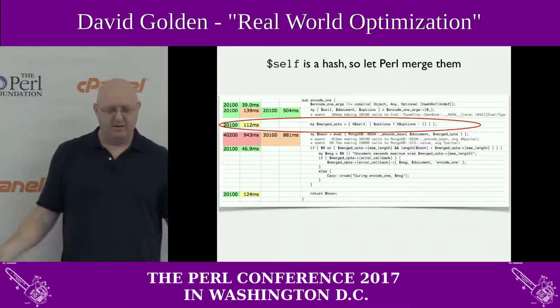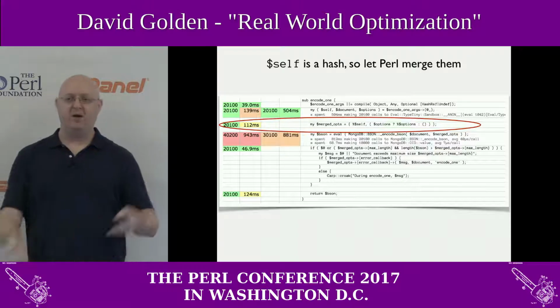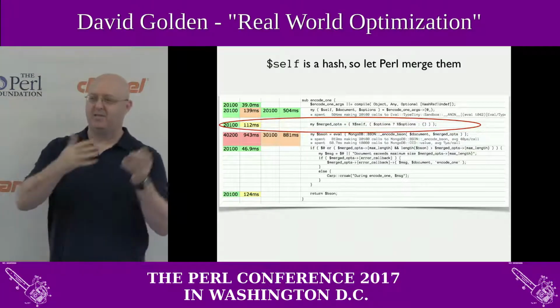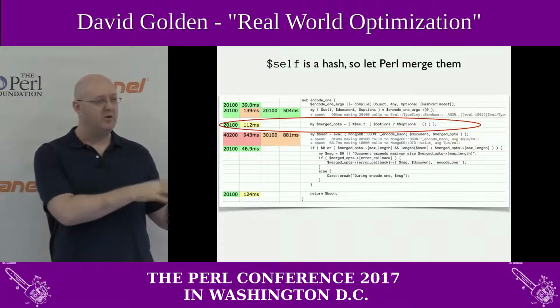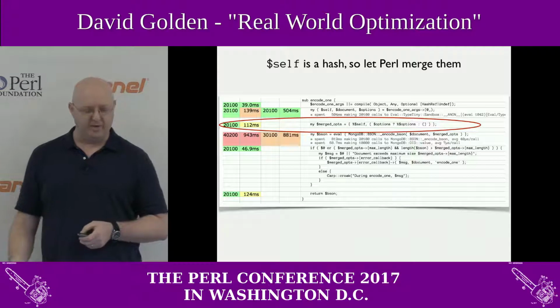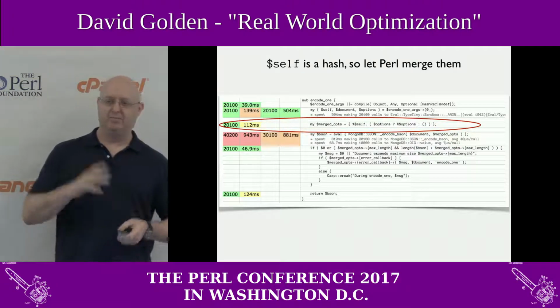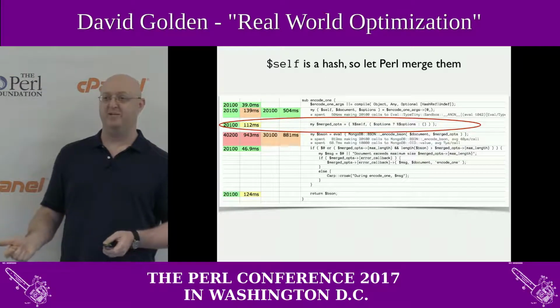Well, self is a hash, so we can just let Perl merge them. So take all the defaults from self. If somebody passed in options, let Perl slap them all together. And then Perl's doing that down in the interpreter's C code and not through the Perl op tree. And this decreased the amount of time in the benchmarking from 849 milliseconds to 112 milliseconds.